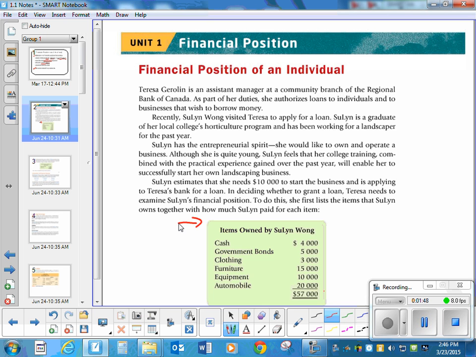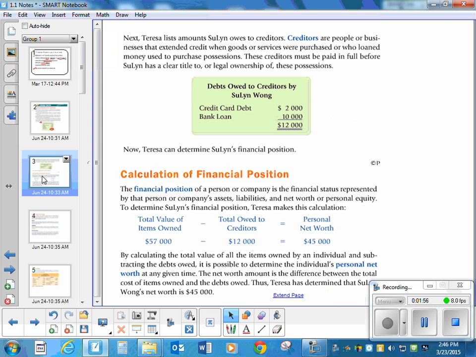So this is an important number, this $57,000. She owns $57,000 worth of goods. Now, a really important part as well is kind of the opposite of what you own, and it is what you owe. She has credit card debt of $2,000, and she has a bank loan for $10,000. This total is very important. That $12,000 represents what she owes to creditors.